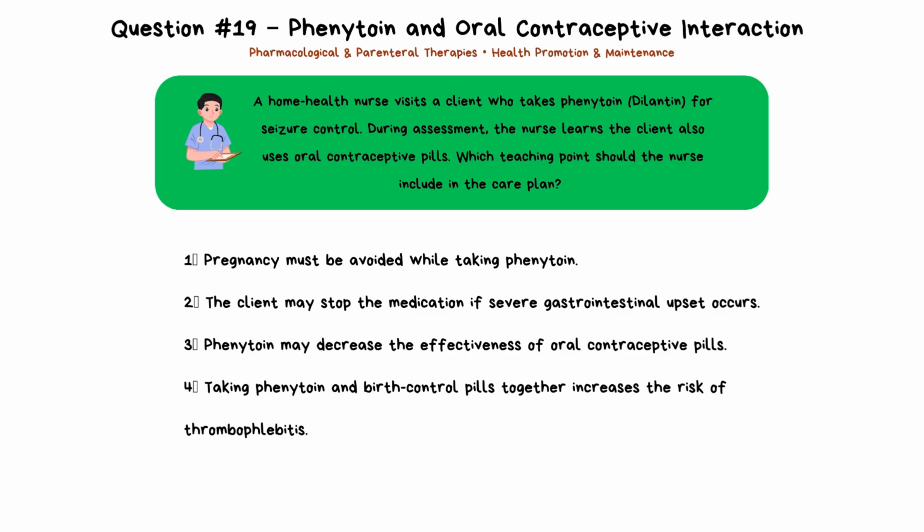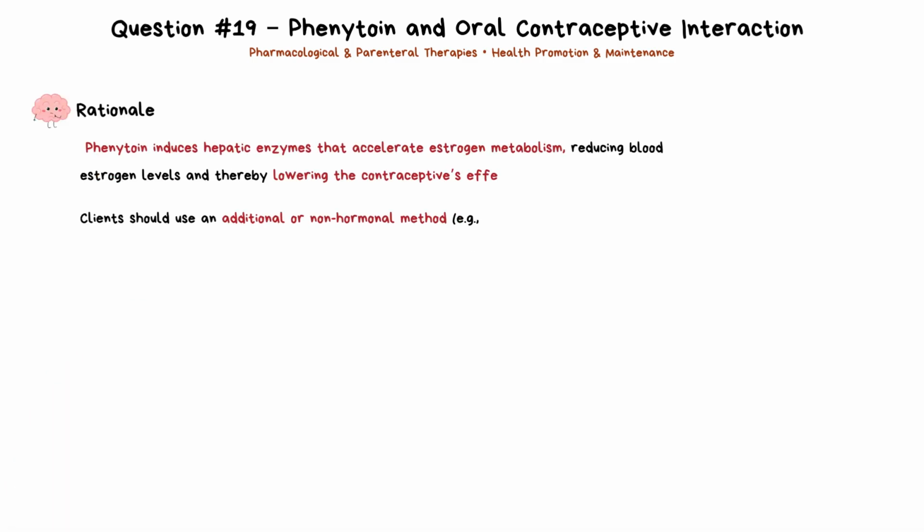The correct response is option 3. Phenytoin may decrease the effectiveness of oral contraceptive pills. Here's why. Phenytoin is a hepatic enzyme inducer. It speeds up the metabolism of estrogen, lowering blood levels and reducing the pill's contraceptive effectiveness.